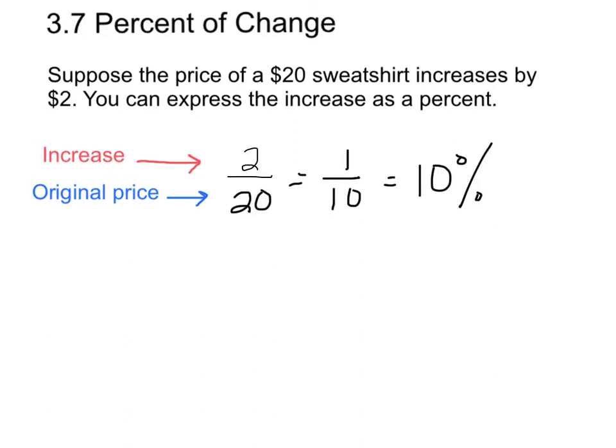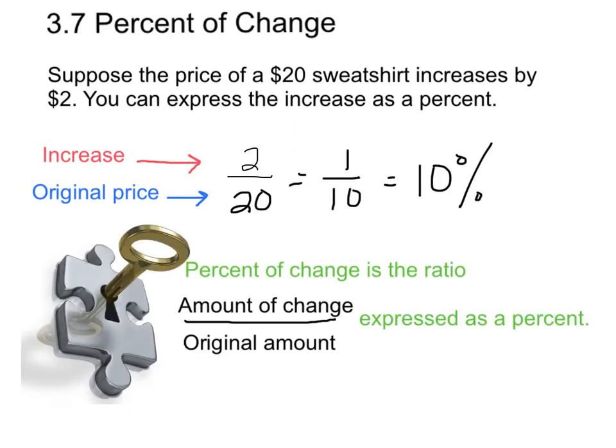Now, percent of change can be represented by the ratio. Here's your important key concept today. Percent of change, there's your vocab word, is the ratio, here it is, your fraction, the amount of change divided by the original amount, expressed as a percent. Now, percent of increase, that's a vocab word, but you don't need to write this down. But increase is when the price goes up. Decrease would be when the price goes down. So the amount of change can be represented by an increase or a decrease.